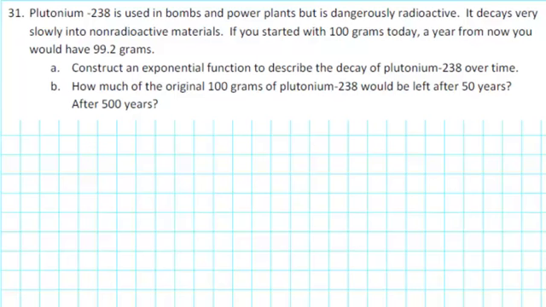Plutonium-238 is used in bombs and power plants but is dangerously radioactive. It decays very slowly into non-radioactive materials. If you started with 100 grams today, a year from now you would have 99.2 grams.